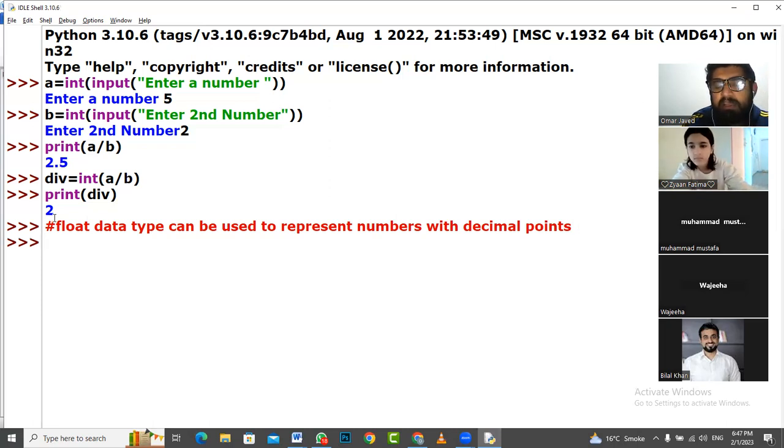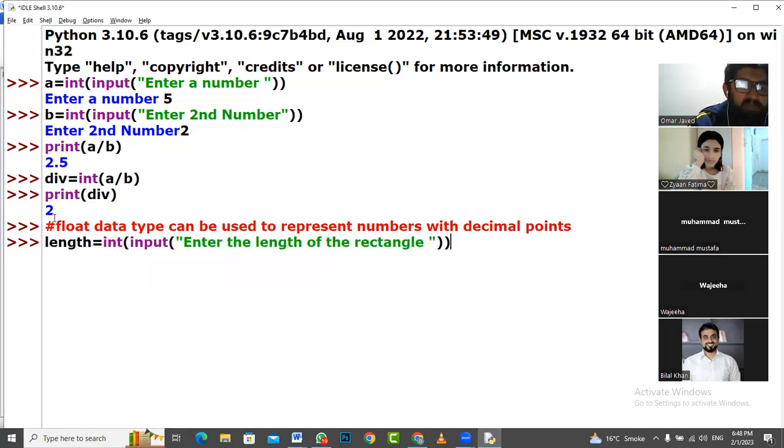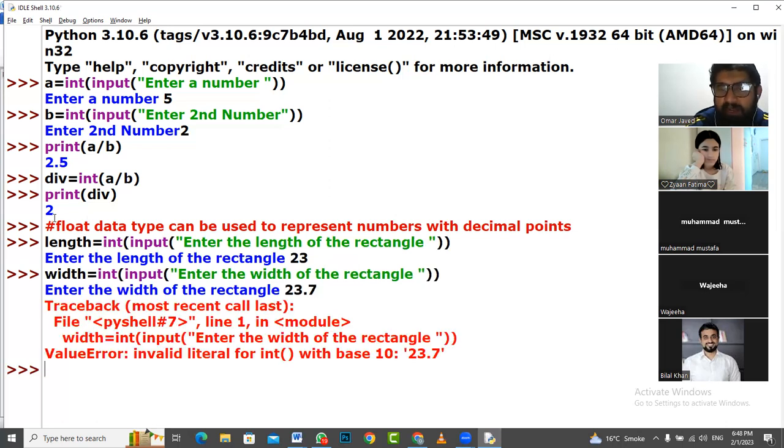For example, if you want to calculate the area of a rectangle, let's say length is equal to int input, enter the length of the rectangle, and this needs to be in inverted commas and closed as well. Let's say it's 23. Now you get another prompt which says enter the width of the rectangle, and you say that it's 23.7. Now you press enter and it tells you that you have made an error.